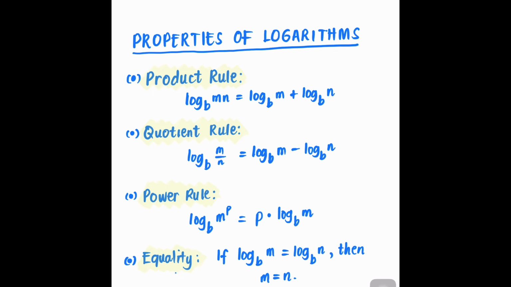And for the last one, we have equality. It states that if log base b of m is equal to log base b of n, then m will be equal to n. So by noticing this given equation right here, if you have a log base b which is also the same as the log base b of the other side of the equation, definitely you're just getting this value right here and the other one.